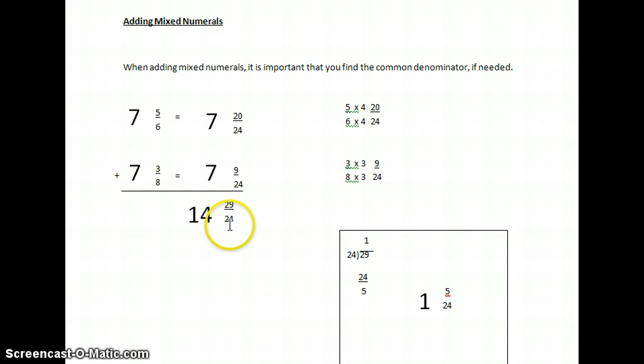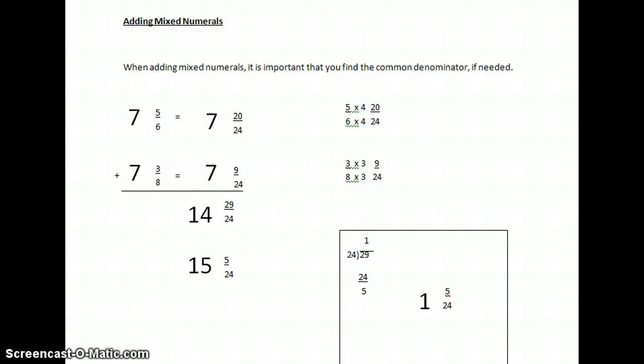Now, if I'm not sure, I always just have to make sure. As you see, I have a 24 as a denominator here. It has to be the same as this. Now I take this 1 and 5 24ths and add it back to 14. Well, that's just going to give me my whole number of 15 and my fractional part of 5 24ths.